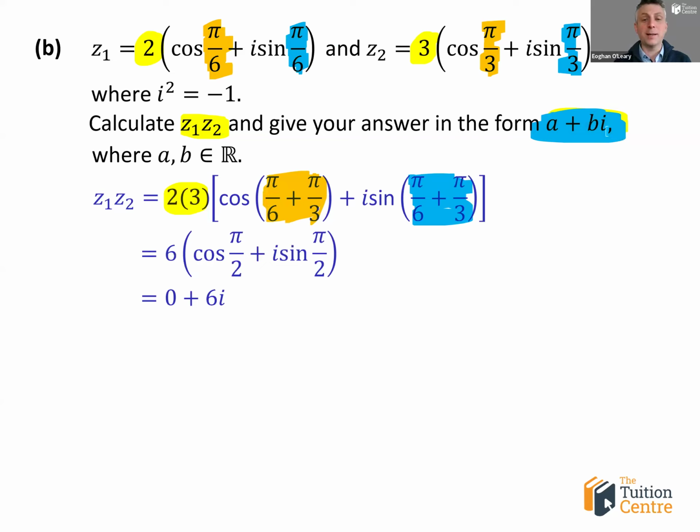Cos pi over 2, well, that's the same as the cos of 90 degrees, which is 0. And the sine pi over 2 is the same as sine of 90, which is equal to 1. So basically you have 6 times (0 plus i), and you multiply it through: 0 plus 6i. And that is your final 5 marks.